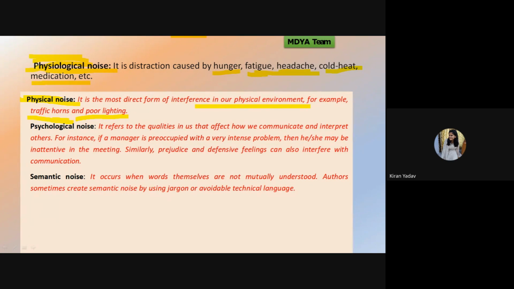Psychological, but physiological is also related to... it's not related to a birth born, but yes, this should be physiological noise. Okay.